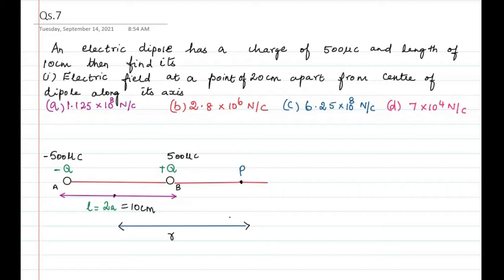So you have to find the electric field at a point 20 centimeter from the center. So from the center of your axis to a point P, it is 20 centimeter. So you have to find the electric field due to this dipole at the point P. This you call it as electric field of a dipole at the axis, along the axial line.